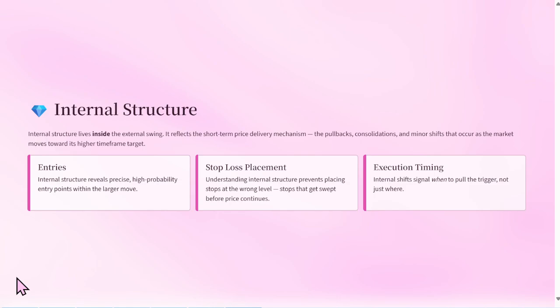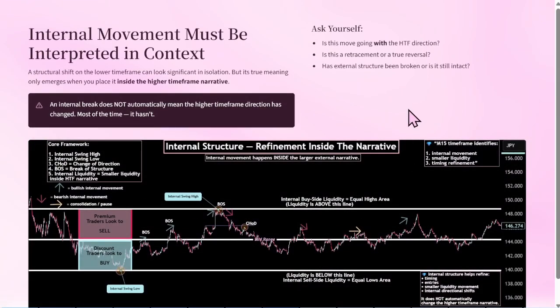Now, we talked about external. Let's look at the internal. The internal structure helps us refine three things: entries, stop losses, and execution timing, meaning when you are going inside this market. Here are the first three things. Now for my visual people, this movement matters so much because it must be interpreted, meaning you must see inside the higher time frame narrative.